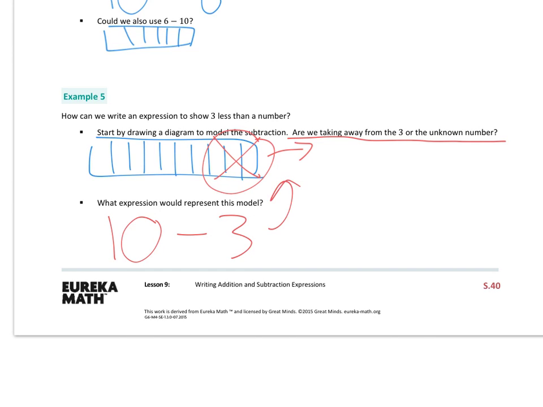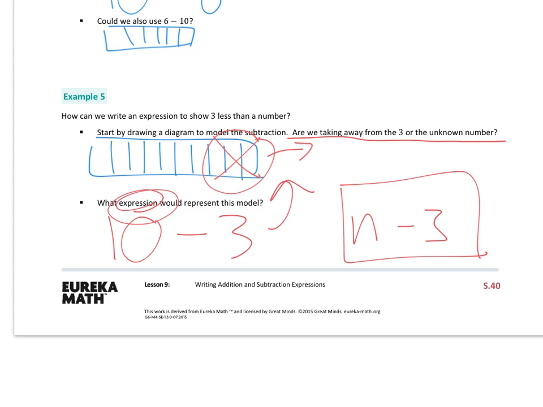Sorry, actually that would be for this. But if we just want to write an expression, then a better expression would be the number minus 3. And that would work for anything. You want the expression to work for anything. So this works for 10. So if my number is 10, 10 less than 3 is 7.